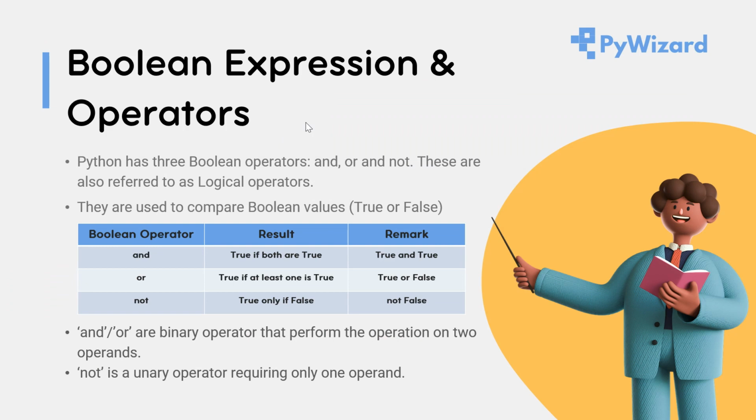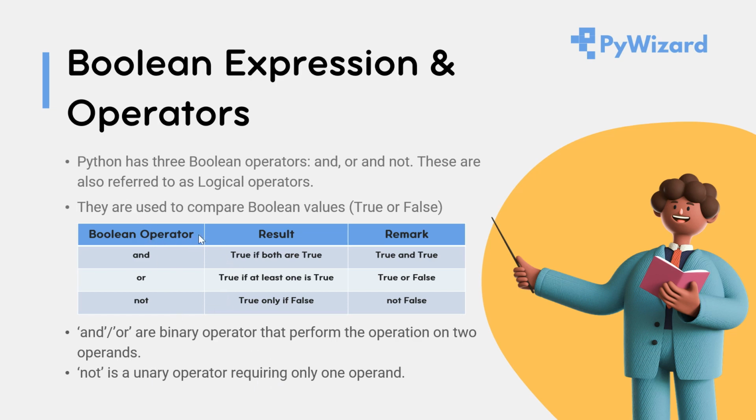So Python basically has three Boolean operators as well, which are AND, OR, and NOT. These are also referred to as logical operators. The reason they are referred to as logical operators is because there is a certain logic on the basis of which they give a result, which is there on the table, and we'll come to that later. But one thing you need to understand is that and, or are binary operators that perform the operation on two operands. That is, they require two operands, whereas not is a unary operator and it requires only one operand.